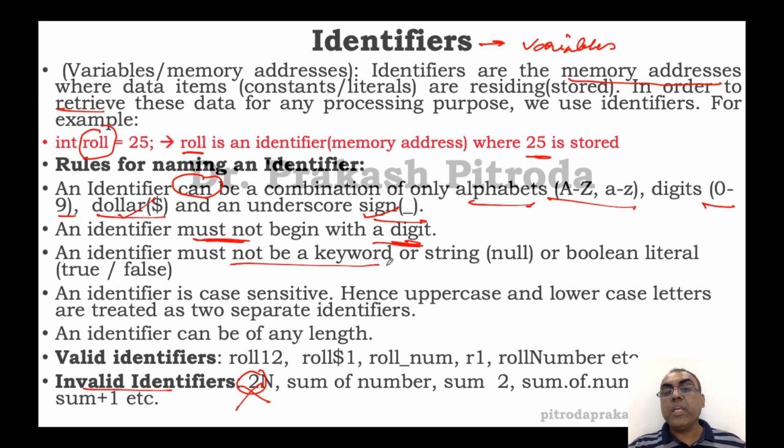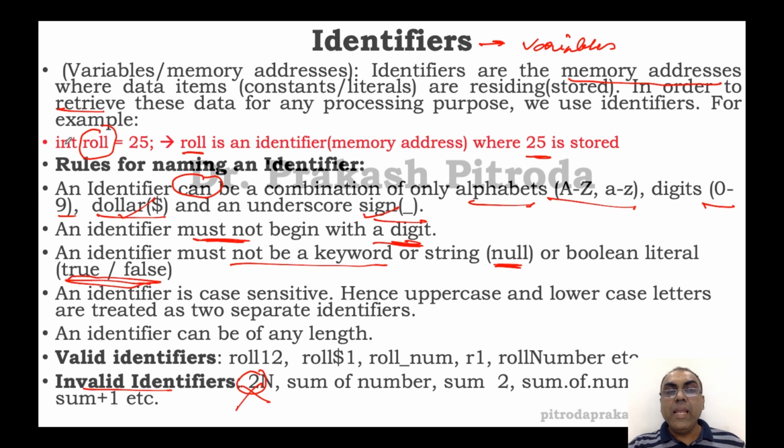The next rule says it must not be a keyword. We have just now seen a list of keywords. None of the keywords you can use because they are reserved for Java. Apart from that, you also have the literal null, which you will learn at some stage, and boolean literals, true and false, which you will also learn in probably this class only. They are also reserved by Java, you cannot use them.